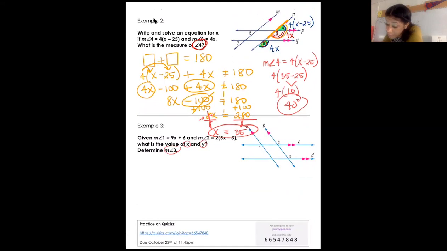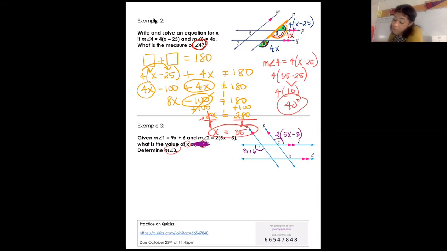All right, label. Measure of angle 1, that's going to be 9x plus 6. Measure of angle 2, that's going to be 2 parentheses 5x minus 3. What is the value of x and y? Determine the measure of angle 3. Oh, there's a typo here. We're just looking for x. There's no y here.